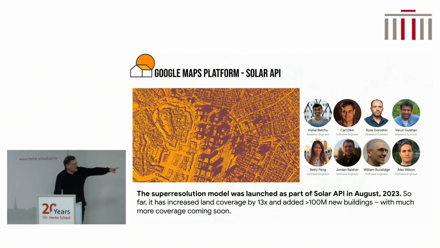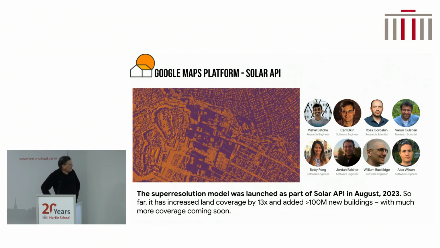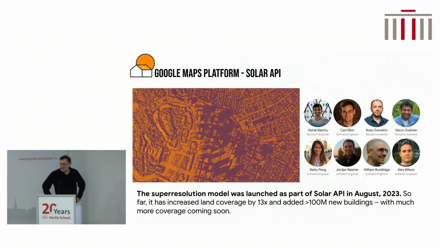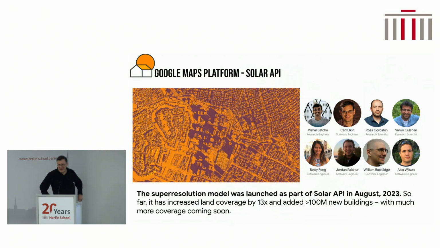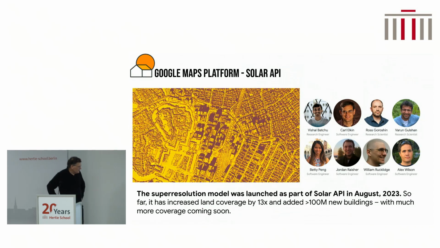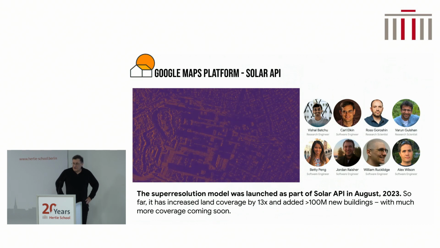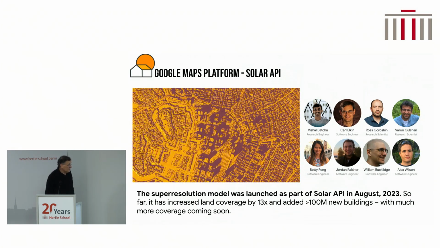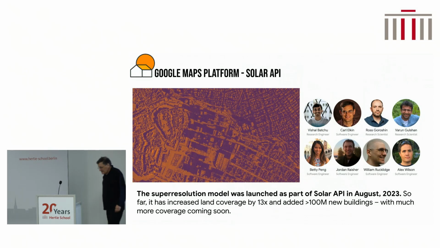You could see, by the way, from the DSM that you can actually emulate what happens with the sun as it sweeps through the morning to evening. So you can actually tell when you're shaded by other trees or other buildings. And again, that now increased the land coverage by 13 times, and we've added more than 100 million new buildings. And this was the team that did it across Google.